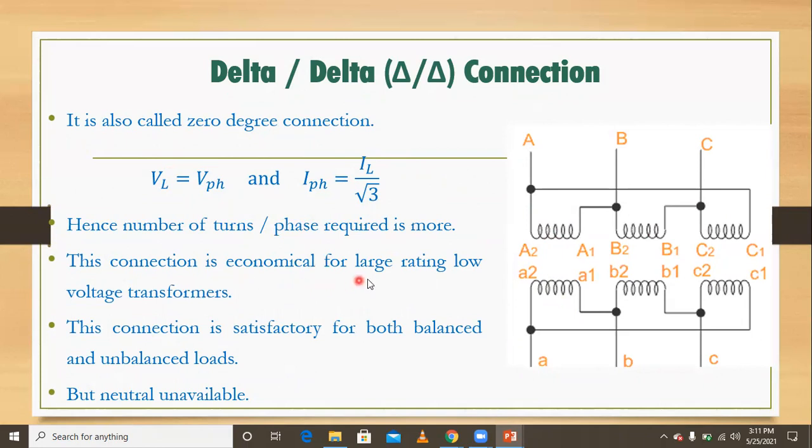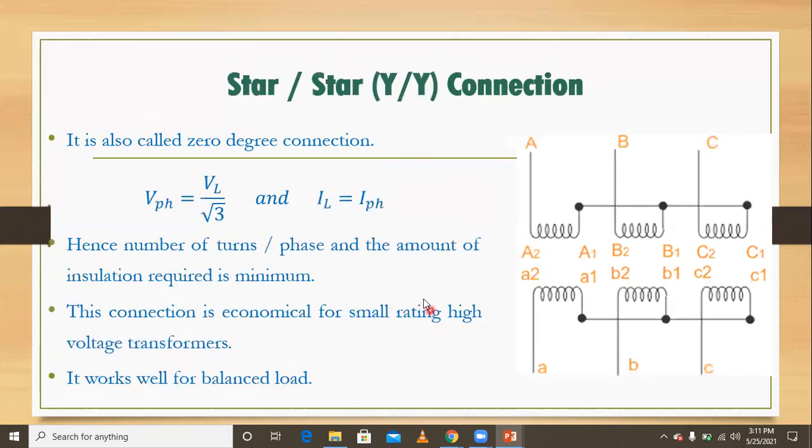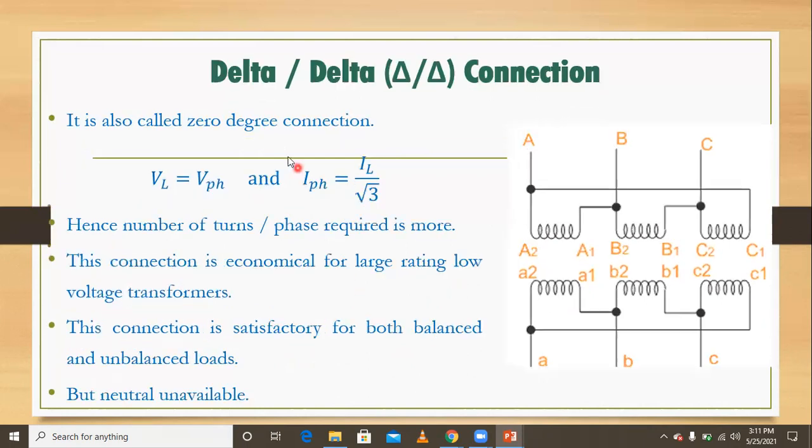This connection is economical for large rating, low voltage transformers because of the insulation problem. That's why it is used for low voltage and large rating, that is, the KVA rating. High KVA, low voltage transformers are used. This connection is satisfactory for both balanced and unbalanced loads, because star connection is only for balanced load systems, and delta connection handles both balanced and unbalanced loads. But in delta connection there is no neutral point, whereas in star connection a neutral point is available.